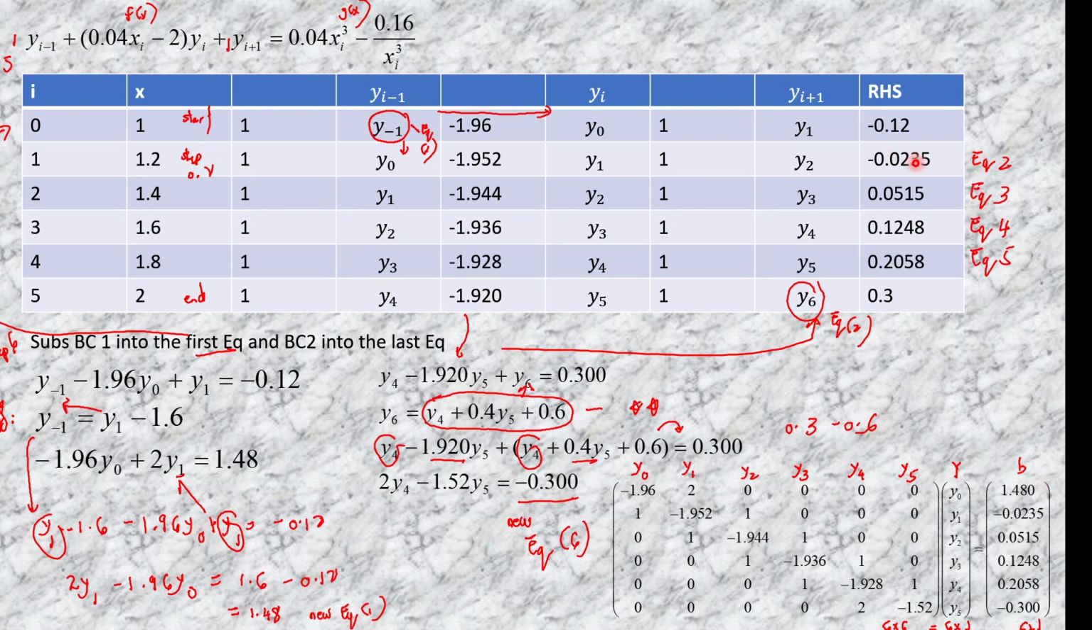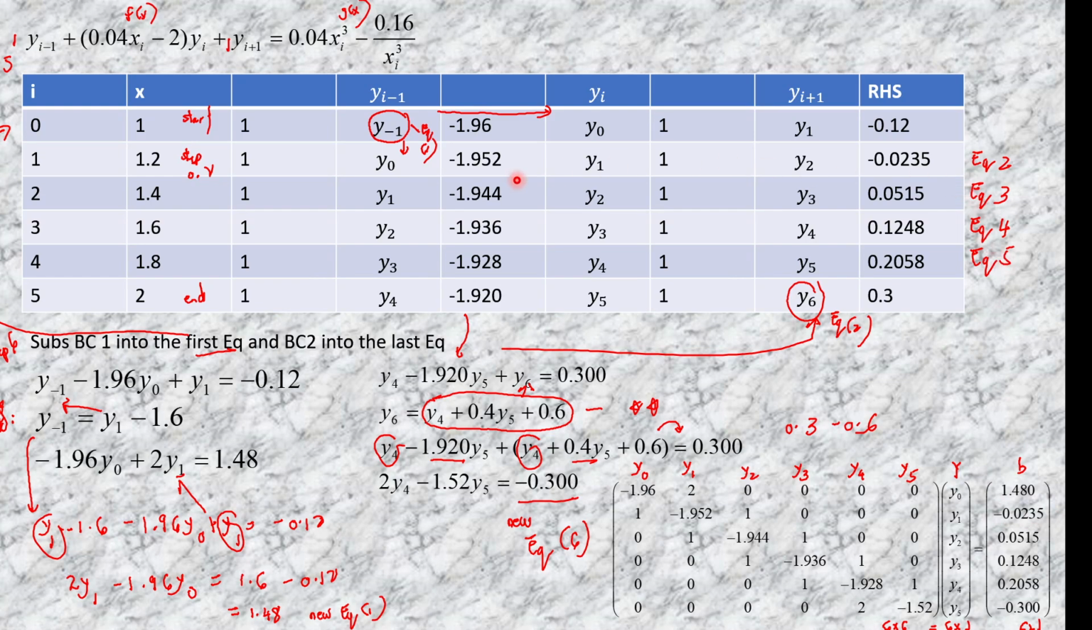Later on, the second equation from here, you can read directly 1 y0. So the coefficient of y0 is 1. Second equation, coefficient for y1 is negative 1.952. Coefficient for y2 is 1. So y3, y4, y5 are 0. Vector b, or right hand side, is negative 0.0235.